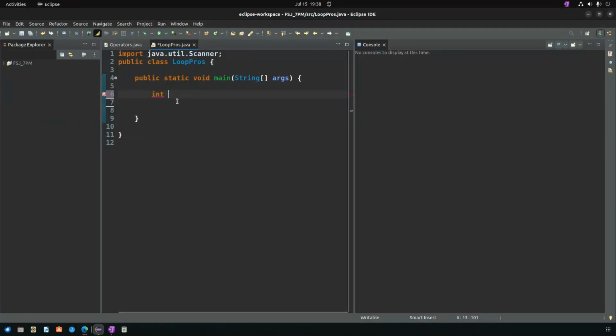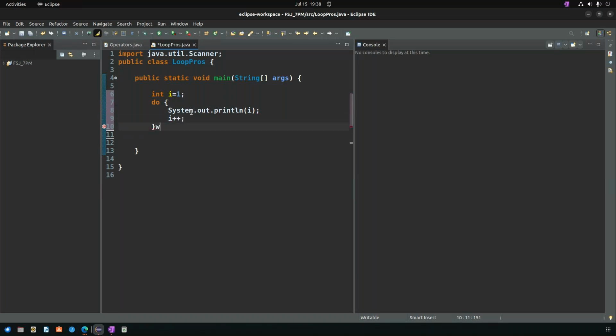The initialization will be the same: int i is equal to 1. Then I will say do. Here I will write System.out.println of the i value, and here I will say i plus plus. And I would say here while i is less than or equal to 5.